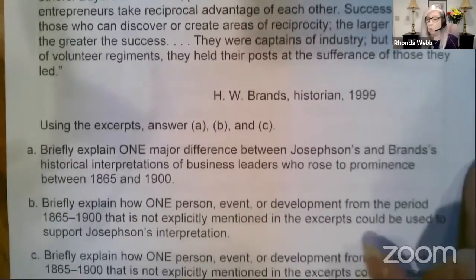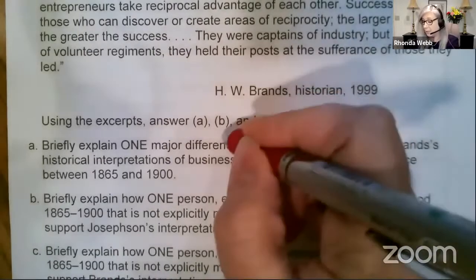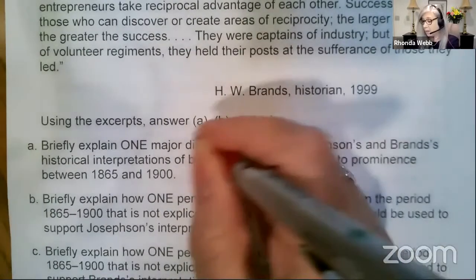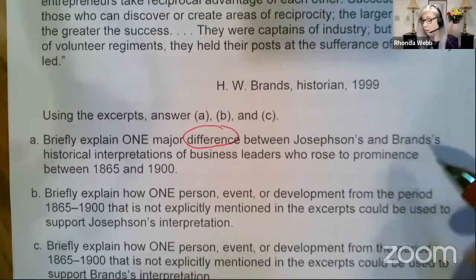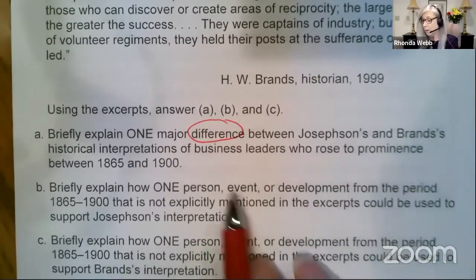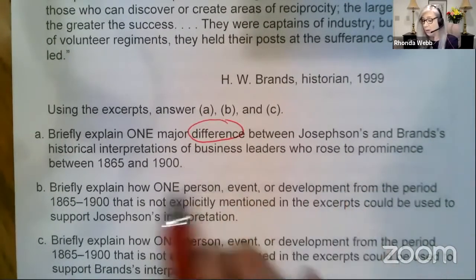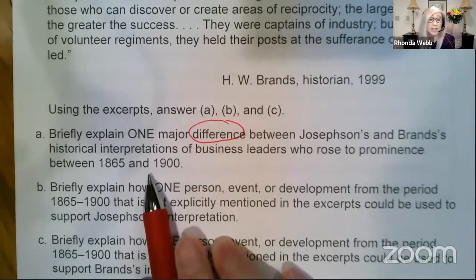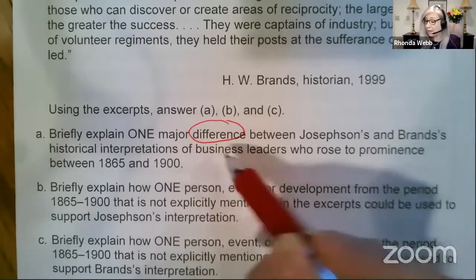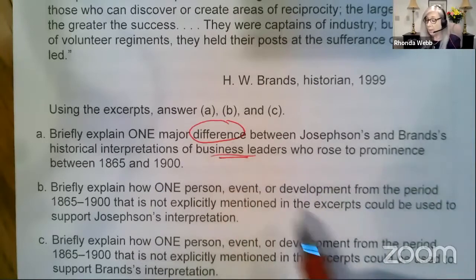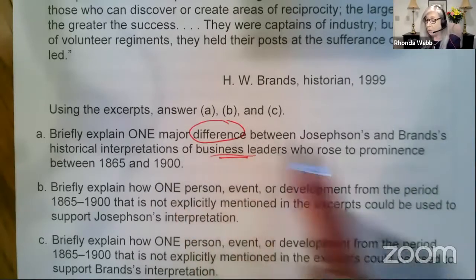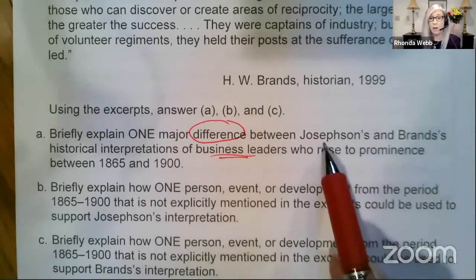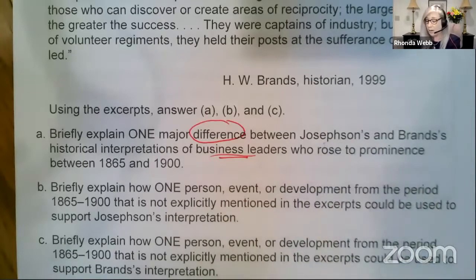Briefly explain one major difference between Josephson and Brands' historical interpretations of business leaders who rose to prominence in 1865 to 1900. So this is the time period that we're discussing today, the Gilded Age. And how did these business leaders, when they came to power, the difference, we're looking at what the two authors have to say about them. And we'll read it in just a second.